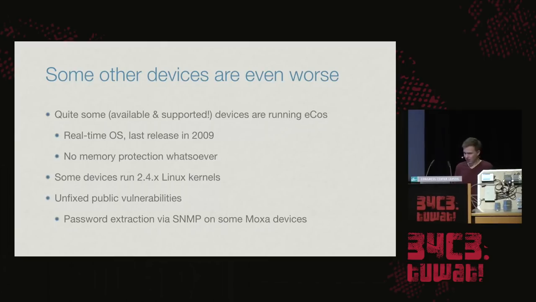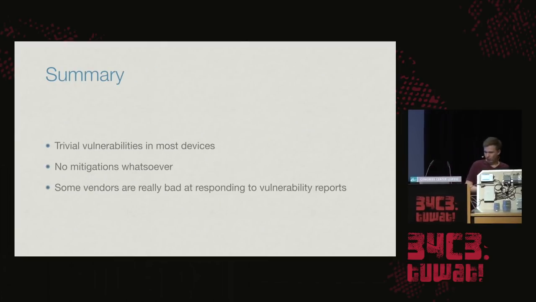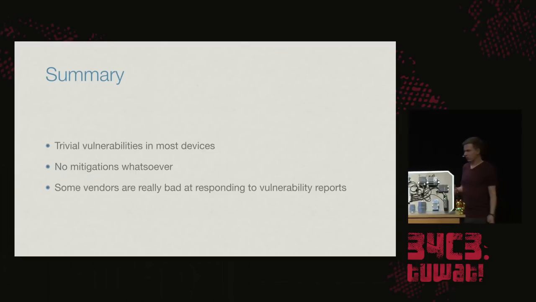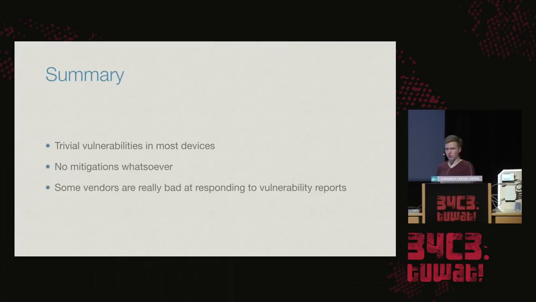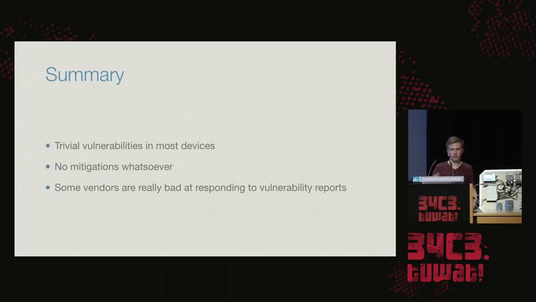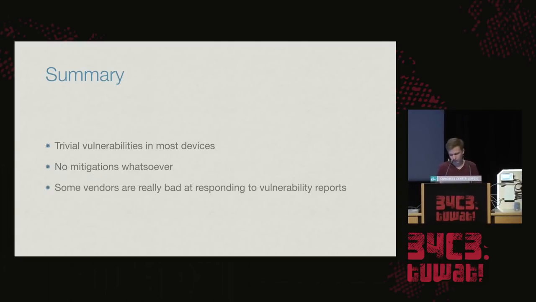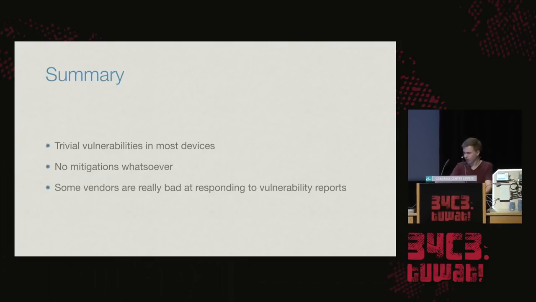So, in summary, we have trivial vulnerabilities in most devices, or at least all that I've looked at. There are no security mitigations whatsoever, so they don't even enable the compiler flags that you just set, and then you have at least some kind of stack protection and so on, like stack cookies and whatnot. And some vendors are really bad at responding to vulnerability reports. I'm not going to name the vendor, but I asked them on Twitter to please give me a security contact, and they responded, please use our contact form. I said, I did, 3 times. I sent you emails. You're not responding to me. And so they stopped responding to me on Twitter, too.